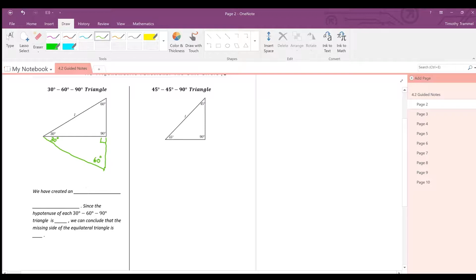I want you to think about this for a second. Now that you have this triangle here, can you figure out what the missing sides might be, or just a missing side, period, of maybe a different triangle? Now that you've thought about it for a second, maybe you've figured out that what we actually have here is an equilateral triangle.